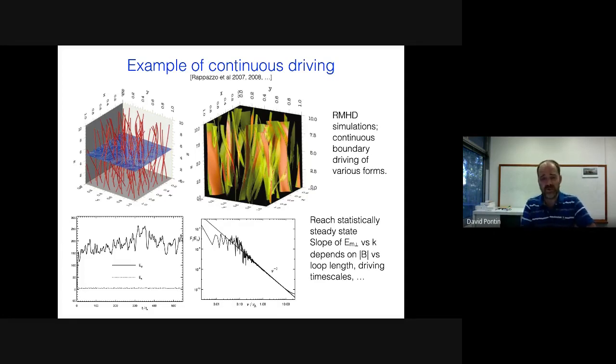So then one of the main focuses of these studies is to look at the properties of this statistically steady state, which turns out to be turbulent. And so the focus is on looking at how various properties depend on what the spectrum looks like of various quantities like the magnetic energy, and how that depends on things like the magnetic field strength, the length of the loop, and the driving timescales.